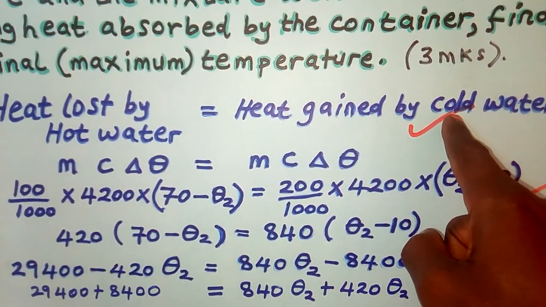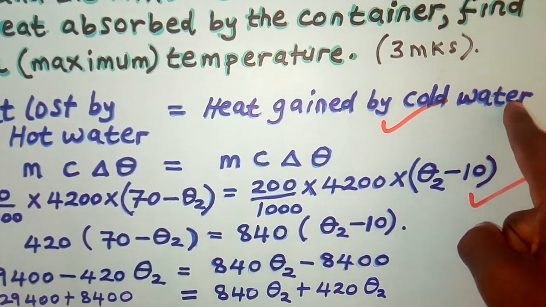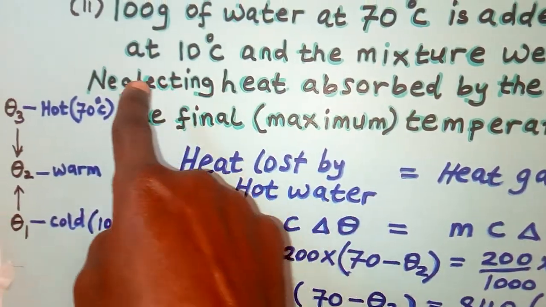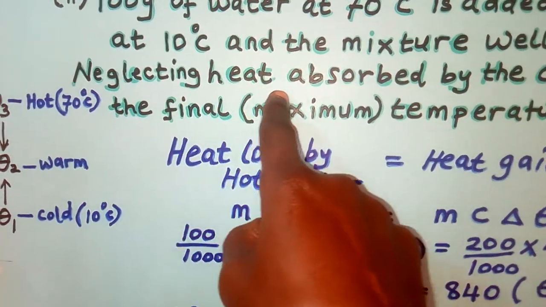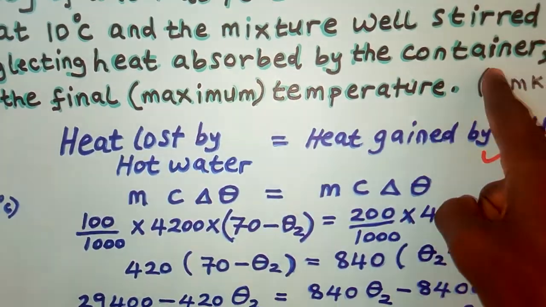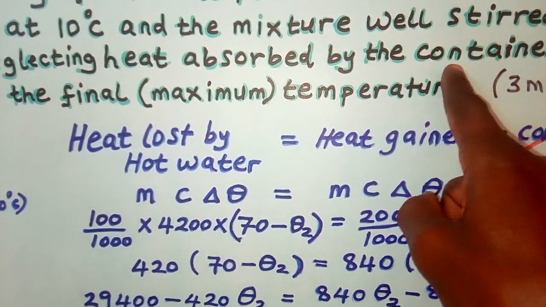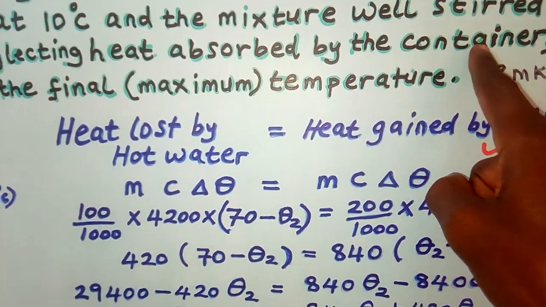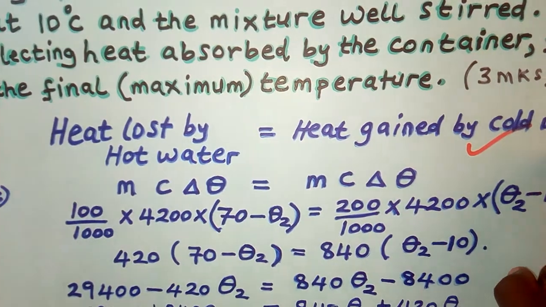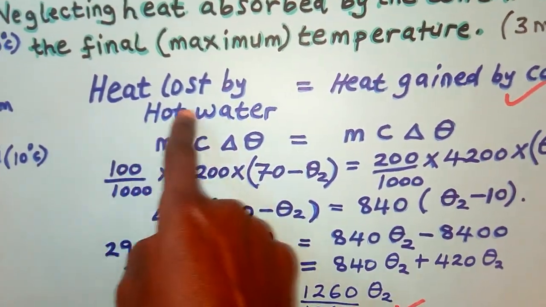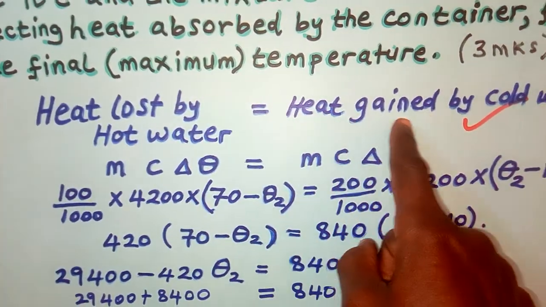You see? But we have not talked about the container. Why? Because of this phrase: neglecting heat absorbed by the container. So the heat which is absorbed by the container, we should neglect. Because we are neglecting it, we shall not even talk about it. So we shall only remain with the heat lost by the hot water equals the heat gained by the cold water.